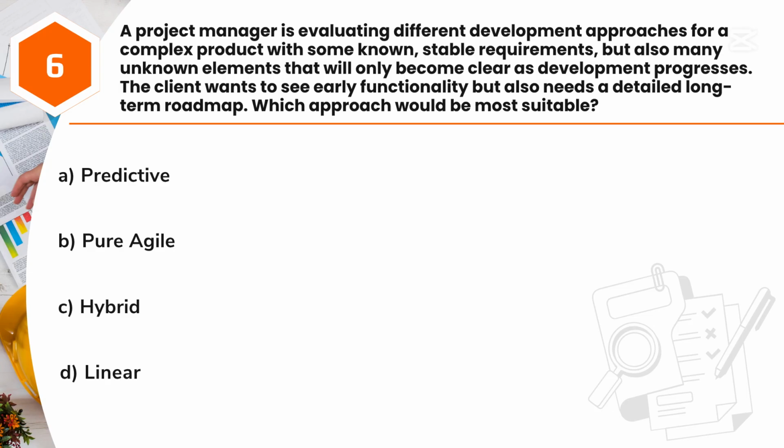Question 6. A project manager is evaluating different development approaches for a complex product with some known, stable requirements, but also many unknown elements that will only become clear as development progresses. The client wants to see early functionality but also needs a detailed long-term roadmap. Which approach would be most suitable? A. Predictive. B. Pure Agile. C. Hybrid. D. Linear.